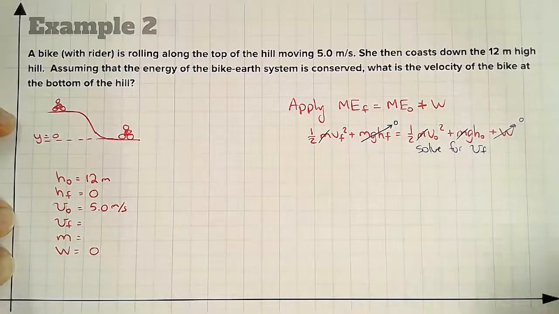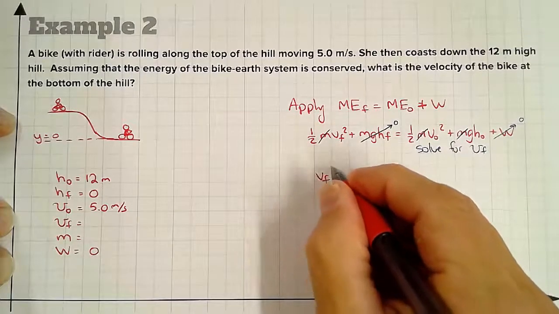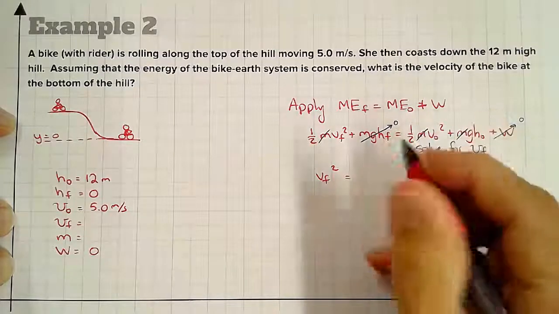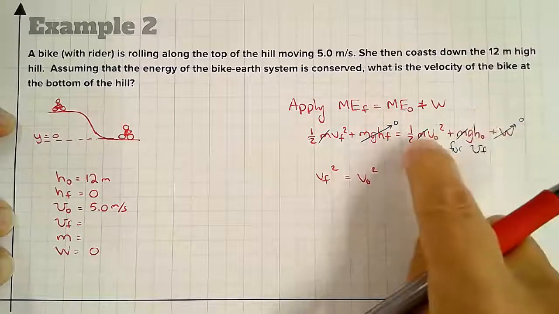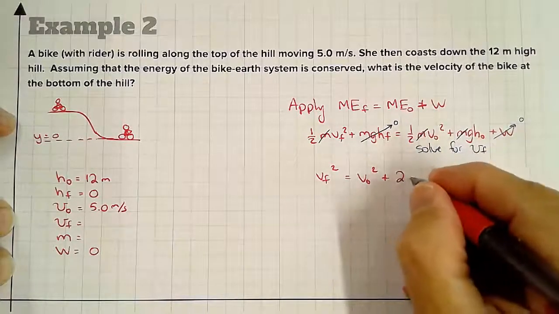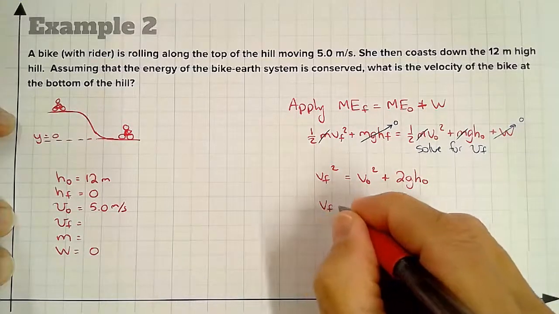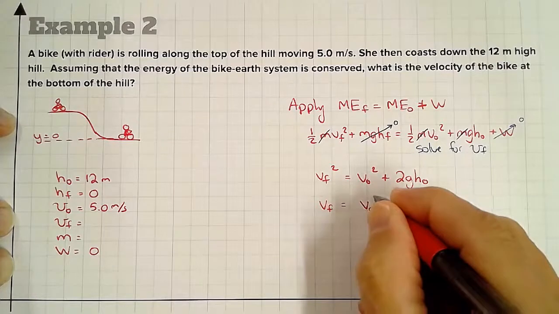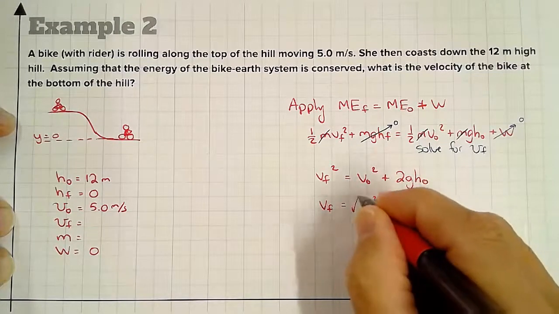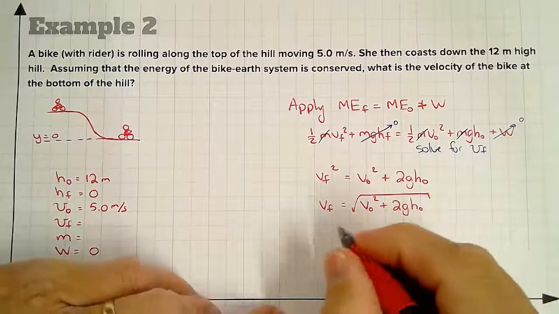Okay? I'm also going to multiply everything by 2 to clear the fraction. And when I do that, I'm going to get v final squared, because multiply this by 2, the 1/2 goes away, equals v initial squared, because I multiplied this by 2, plus I multiply this by 2, I get 2g h initial. And so the final velocity equals the initial velocity squared plus 2 times g times the initial height, and then it's the square root of that. That is my expression for the final velocity of the bike rider.